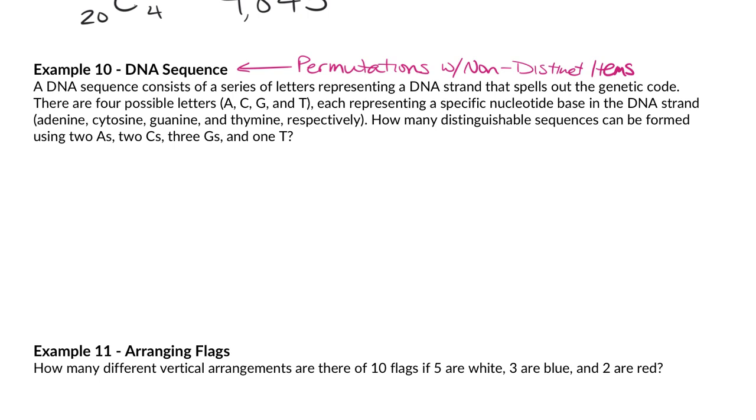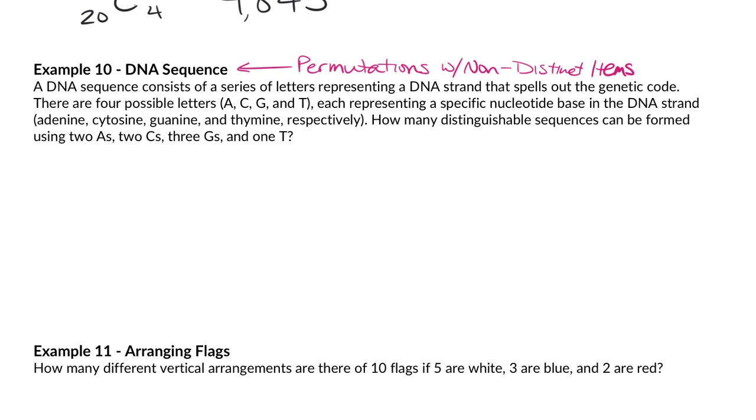How many distinguishable sequences can be formed using 2 A's, 2 C's, 3 G's, and 1 T? So the order in which we're doing these matter because the order in which they are changes the genetic code, which means to me we're doing a permutation. But since I have multiple A's and multiple C's and multiple G's, and then the 1 T, our formula for this permutation is not the one we just put in our calculator. We're going to have to do them separately.